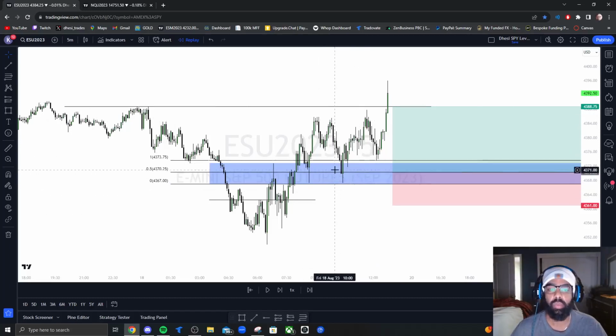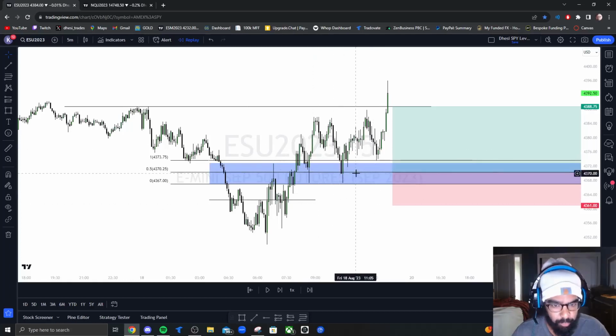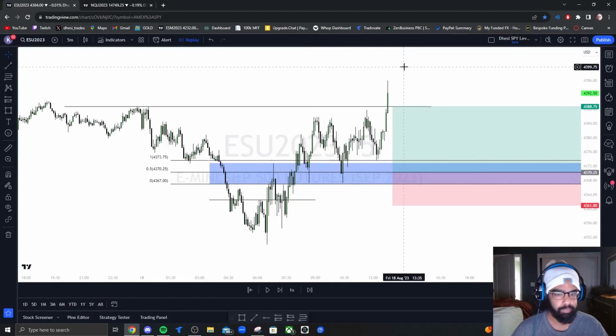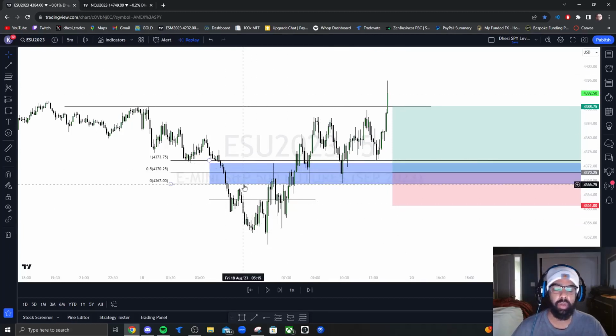But we came down. I was like, okay, this is where they're going to pick us up. And this is the PM session silver bullet, right? A lot of people think silver bullet is only for one session. No, that's incorrect. This is a silver bullet. We ran up. As soon as after lunch hour, around this 10:30 area, what do we get? This is a silver bullet entry to take us back to the upside. So just like you trade your AM silver bullets, same thing with the PM silver bullet.